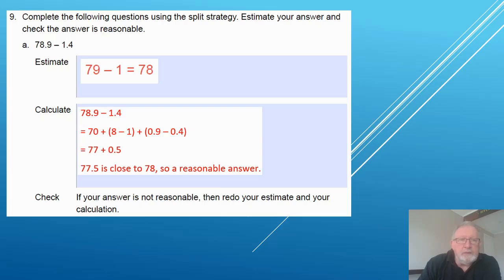78 and 9 tenths take 1 and 4 tenths, we partition. So we've got the 70 that doesn't need to be partitioned or doesn't need to take anything away. But 8 take 1 is 7. 9 tenths take 4 tenths is 5 tenths. We've got a reasonable answer again.